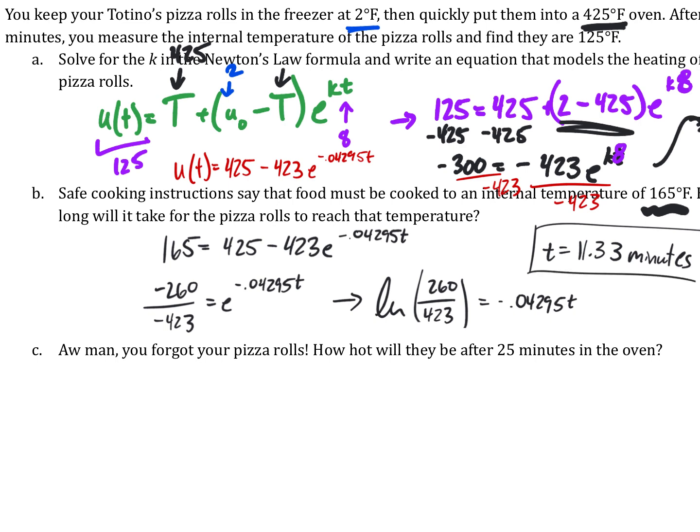Okay. Oh shoot, we forgot the pizza rolls. How hot will they be after 25 minutes in the oven? Well, this one is quick because all we have to do is take our 25 and put it in for our t in our original function. So we have to do 425 minus 423 e to the negative 0.04295 times 25. And I get that they're going to be, I don't know if this is a real thing, 280 degrees. Be careful, don't burn yourself.